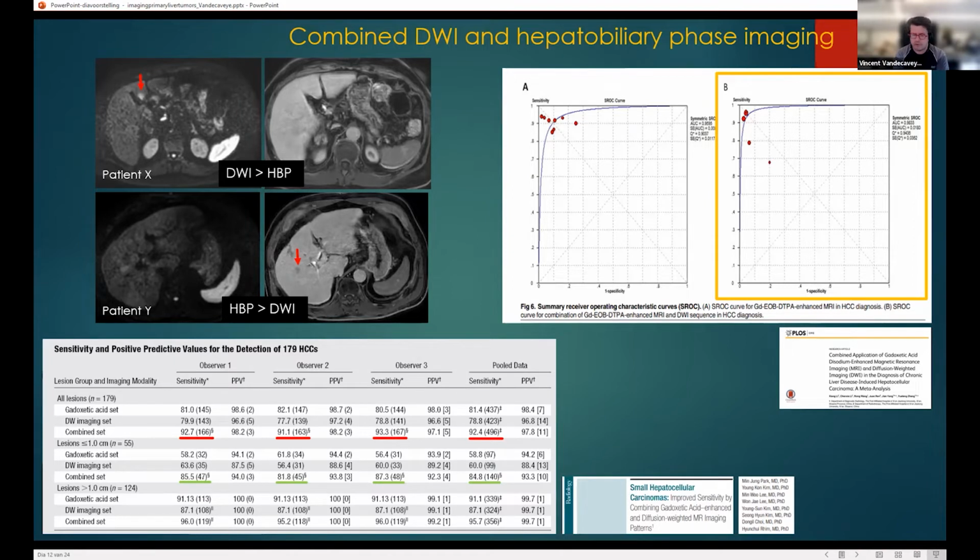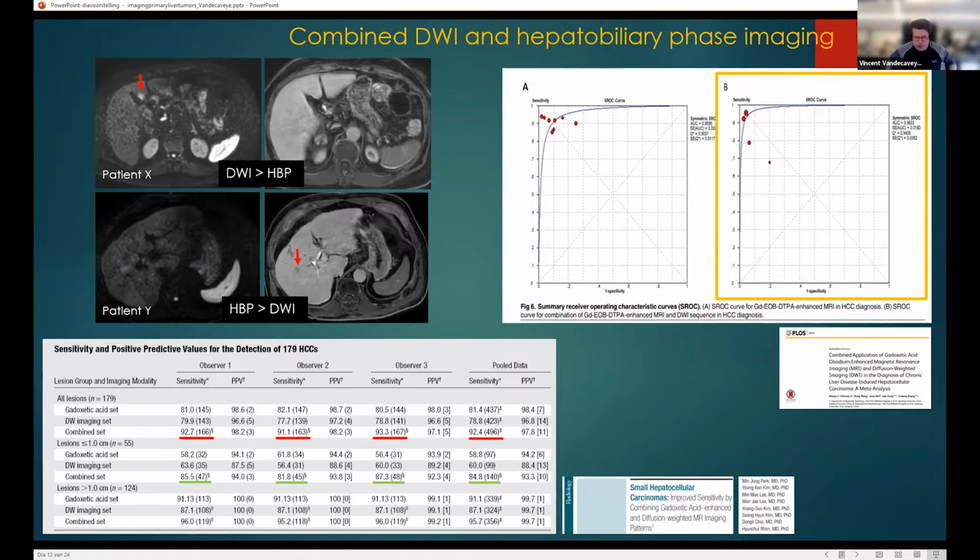So we will never use this alone. It's a multi-sequence examination, conventional imaging, 3-phase imaging, diffusion-weighted imaging, and then the hepatobiliary phase. And you can see here the complementary value. This is a patient with a well-differentiated hepatocellular cancer, bright on the diffusion-weighted imaging, but not visible on this delayed phase. Why?